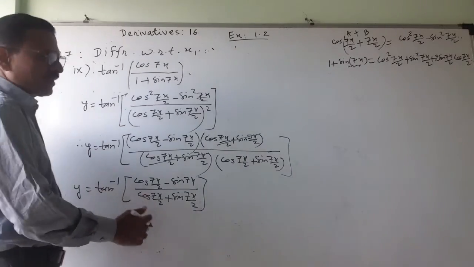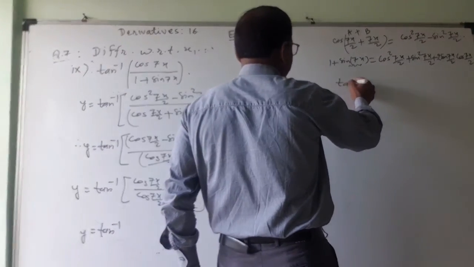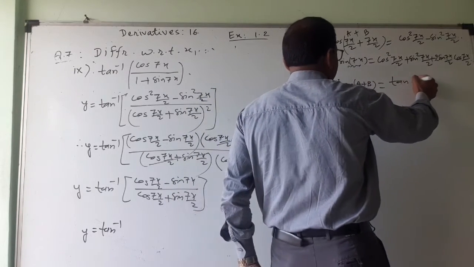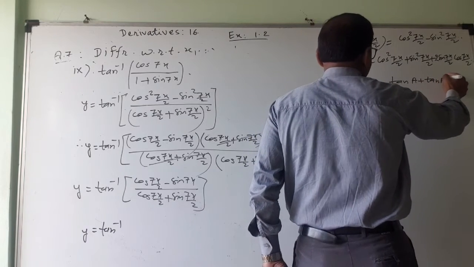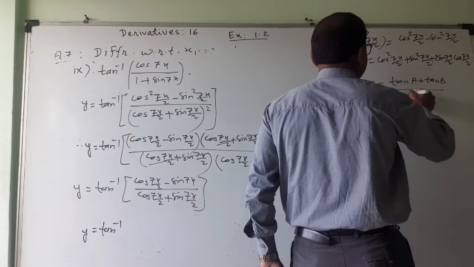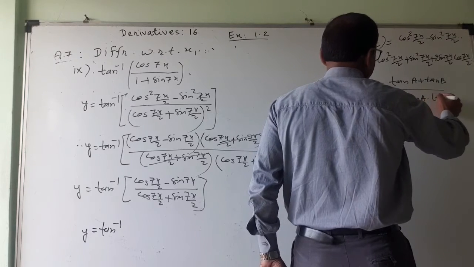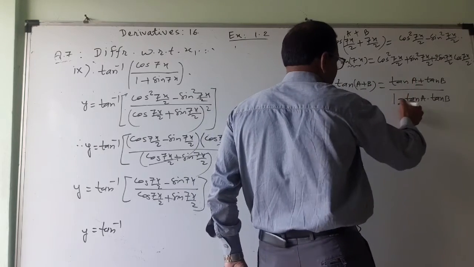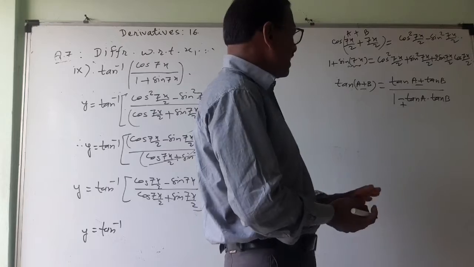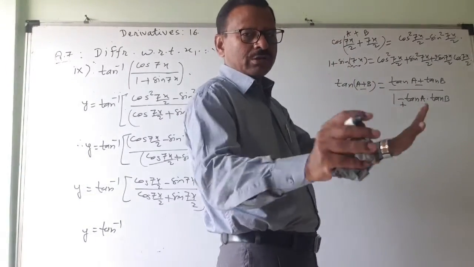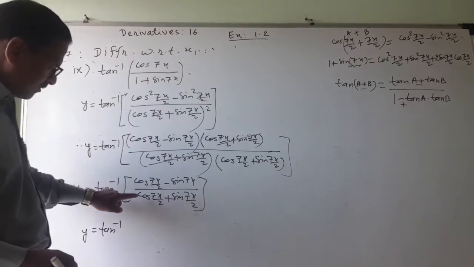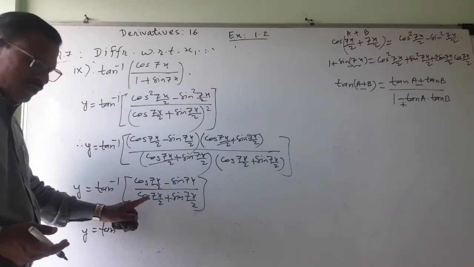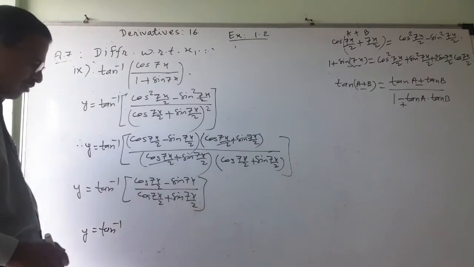tan of a plus b or tan of a minus b, everything is tan a plus tan b upon 1 minus tan a into tan b. And if here it is minus, then here it will be minus and here it will become plus. But in any case, here it is 1. That is sure. So to bring here 1, here I have to divide by cos of 7x by 2. So if I am dividing the denominator, then I have to divide the numerator also.